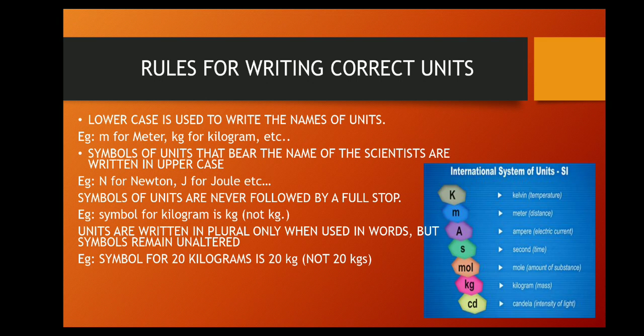Towards your right, you can see the international system of units, SI. Capital K, Kelvin for temperature, small m for meter, that is distance, capital A for ampere, that is electric current, small s, second, time, and mol, that is mole, amount of substance, kg, kilogram, for mass, and cd, candela, for intensity of light.